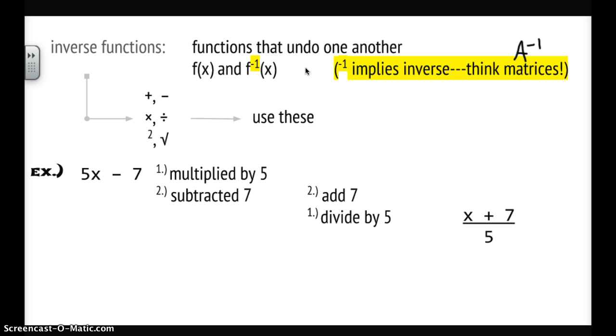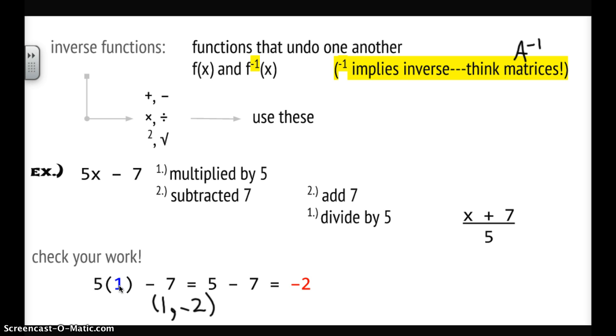Okay? We can check our answer. Check your work. You should know if you have the right function. Take a number, plug it into the original. So I'm going to plug in this 1 into my original function. 5 times 1 minus 7. So 5 minus 7 is negative 2. So for the original function, I have an ordered pair 1, negative 2.